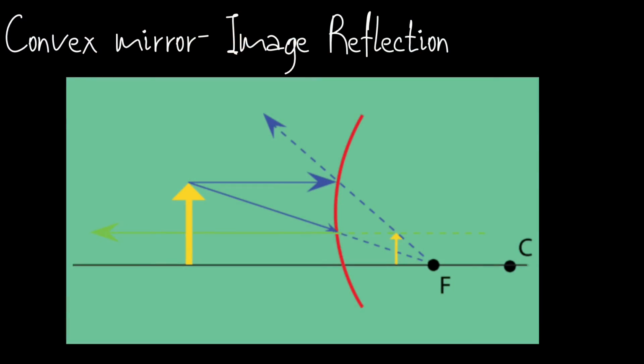Next, we're going to look at what it looks like when an image reflects off of a convex mirror. As we can see, when an image is reflected off a convex mirror, it is always further away, upright, and smaller.